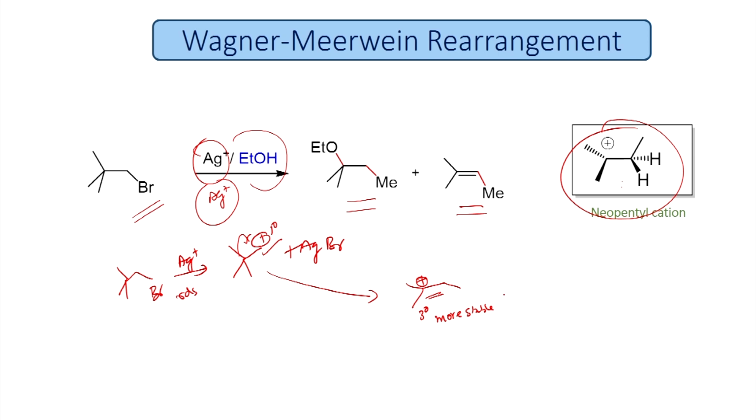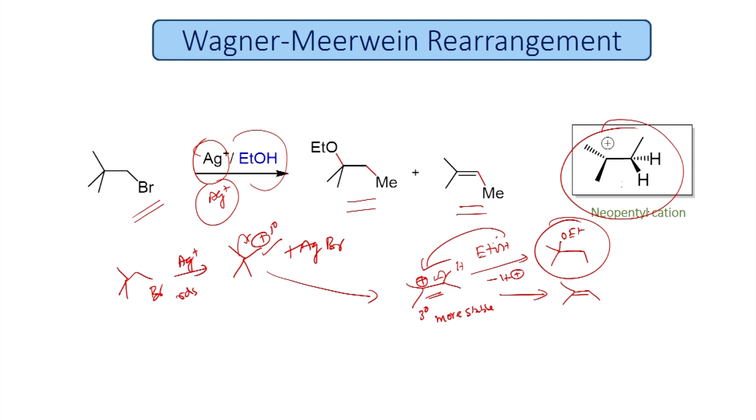Once you form this one, now you can lose a proton, you will be able to have alkene. Alternatively, if you have a nucleophile, in this case you have the ethanol, which can react, you will be able to form ether as the product. So, once you form the primary carbocation, it rearranges, you get the neopentyl cation, the tertiary one. Once this tertiary one is formed, it can undergo reaction with the nucleophile, depending upon the reaction conditions. Here you have the ethanol, which can undergo reaction, you will be able to get the product.